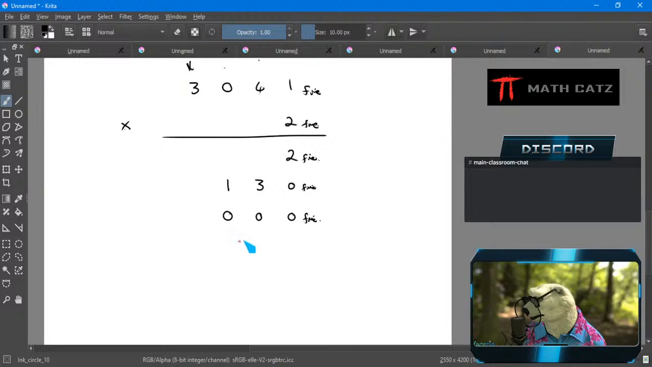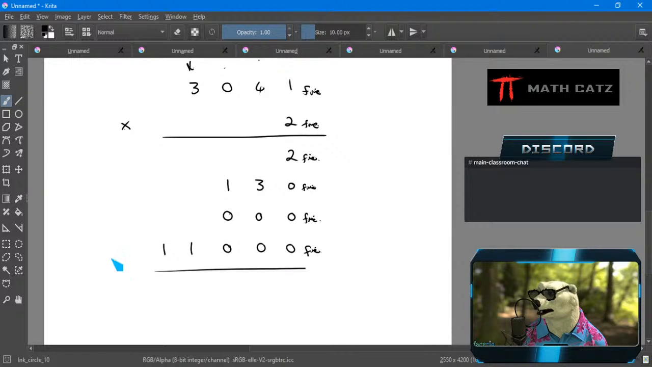Next column. I'm going to start in that column, so I'm going to pad it with some zeros. 2 times 3 is 6. I have no 6 symbol. 6 is 1 group of 5 and 1 left over. Now I can add 2, 3, 1, 1, 1. That was backwards. So my answer is 11132 base 5.